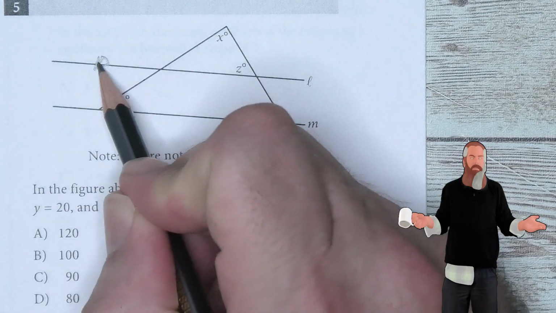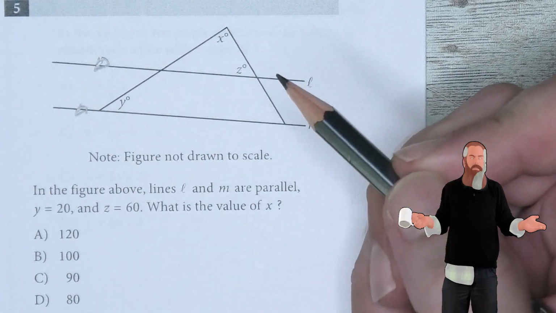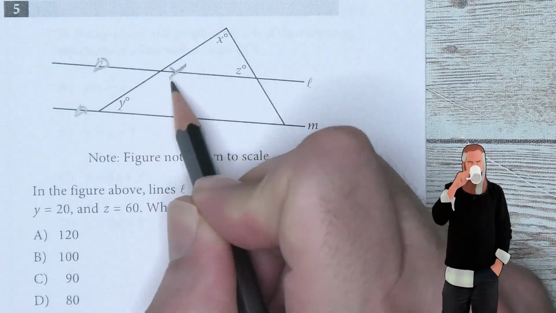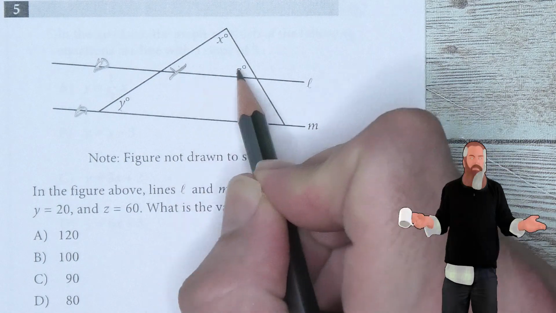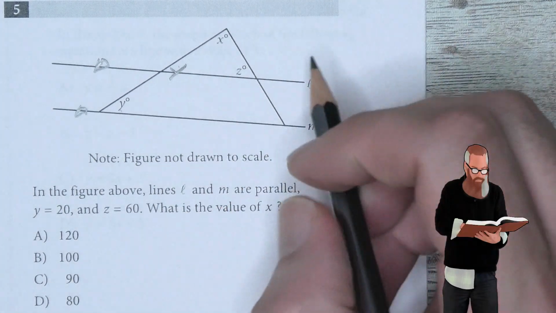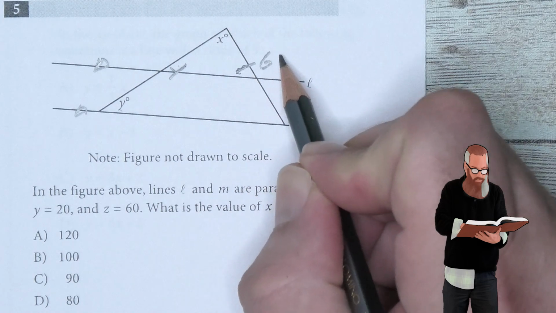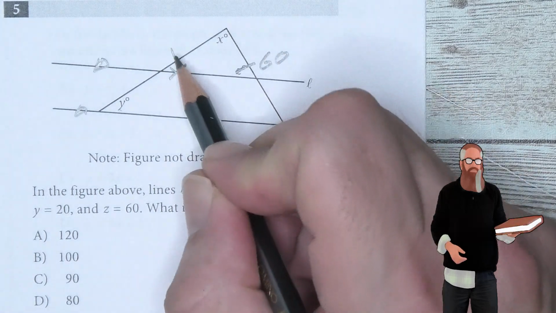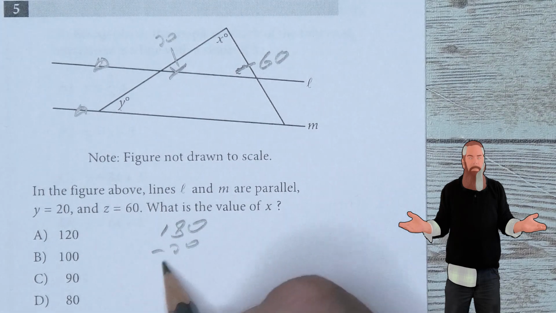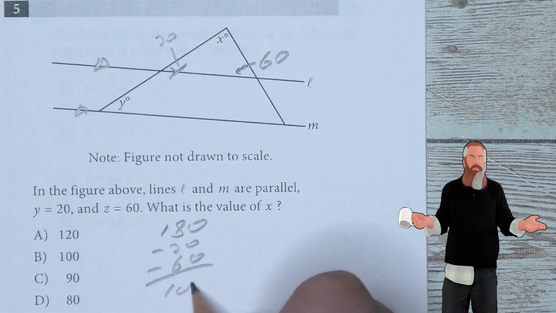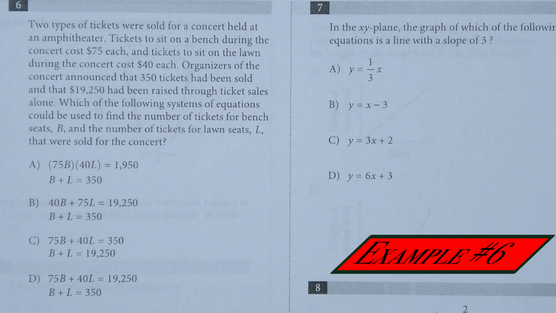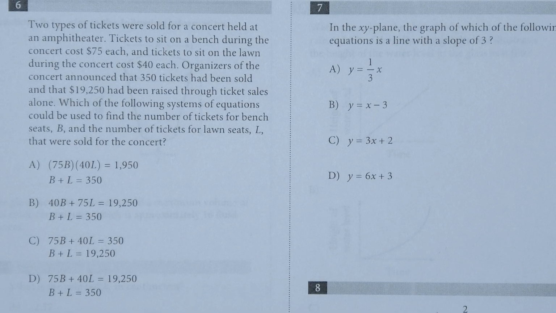So I put in those triangles to show myself that those are parallel. What it does mean is that Y is the same angle here. So we have X plus Y plus Z would be equal to 180 degrees. It did say that Z was equal to 60 and that Y was equal to 20. So I can say 180 minus 20 minus 60 is 100. B is the answer.